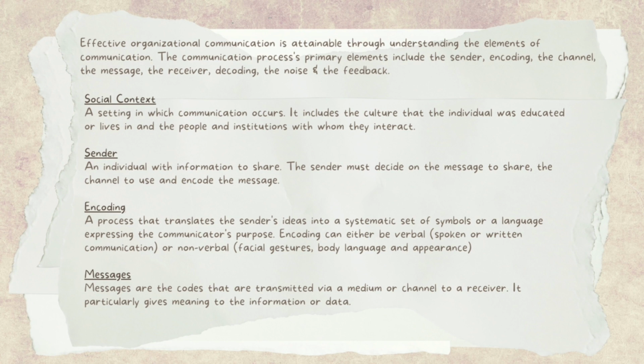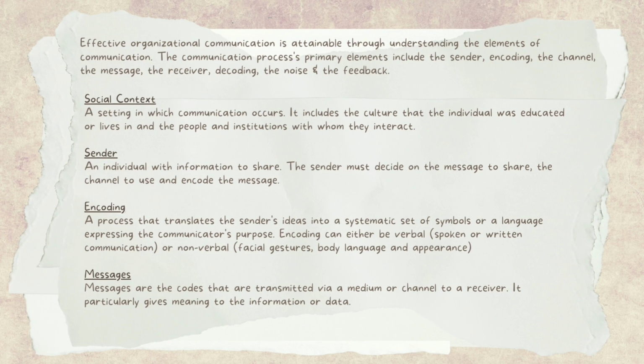Encoding can be either verbal, which is spoken or written communication, or non-verbal, which is facial gesture, body language and appearance. After generating the idea, the sender can make a message, which is the code that is transmitted via a medium or channel to a receiver. It gives meaning to the information or data.